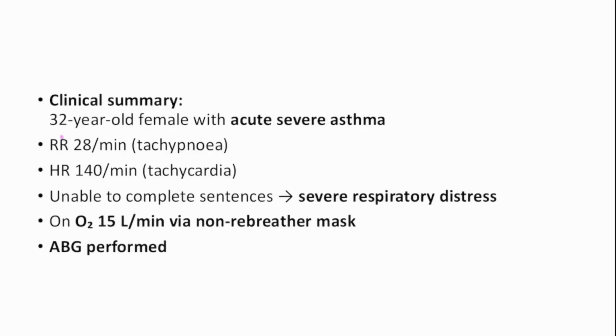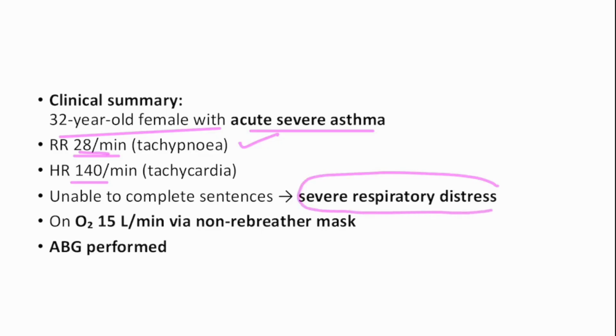So, 32-year-old female with acute severe asthma. Respiratory rate is 28, so there is tachypnea. Heart rate is 140, tachycardia. Unable to complete sentences. So the patient has got severe respiratory distress. She is on oxygen 15 liters per minute by a non-rebreather mask, and ABG was performed.